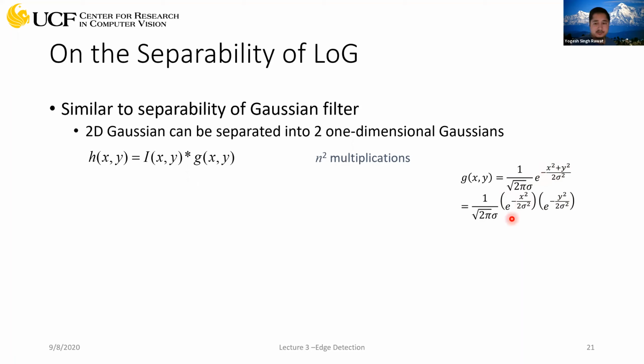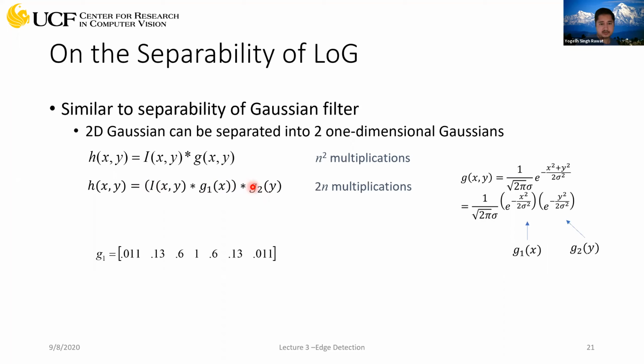Then you can first apply filtering using the first component to the image. So this is the x component. And then you can apply the second component, which is the y component. In this way, this is a 1-dimensional filter, and this is also a 1-dimensional filter. Again, the size will be n, so this operation will have n multiplications. Again, this operation will have n multiplications. So in total, you will have just 2n multiplications. And these will be your filters in the x and y direction.